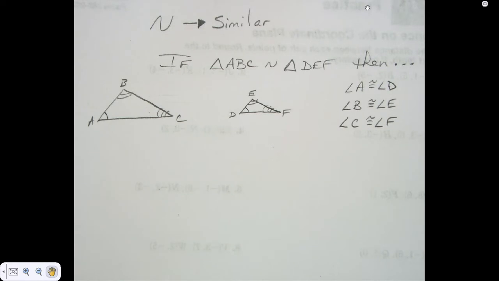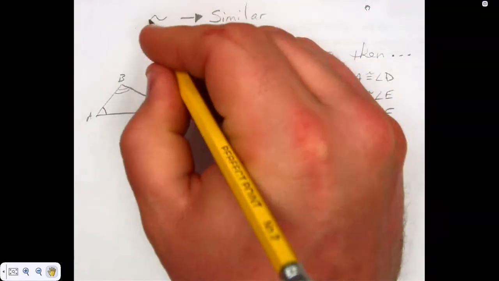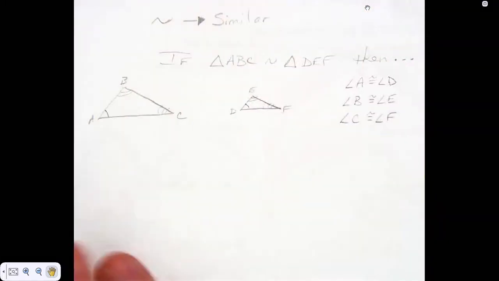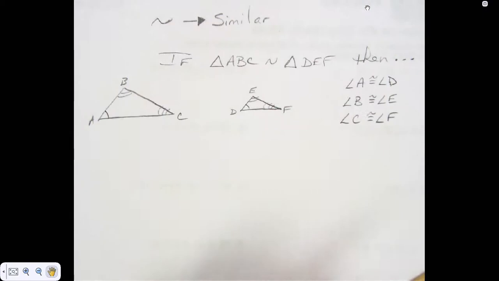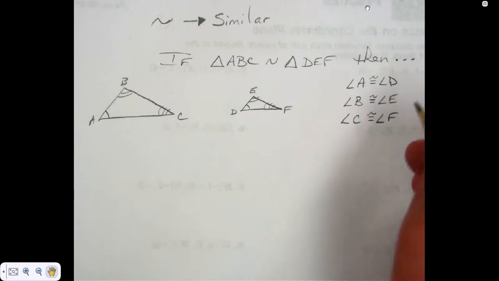Is that supposed to be a squiggly line? I thought that was an N. Some pretty bad N that is, if that's how you draw them.